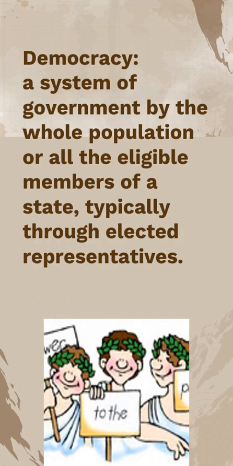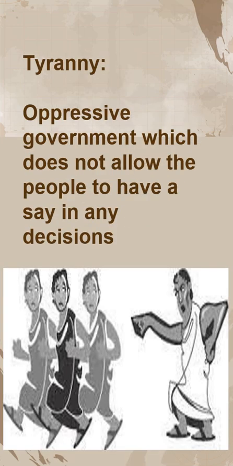For democracy, a system of government by the whole population or all eligible members of a state, typically through elected representatives. And I like to have them look for pictures directly related to our content if we're doing the plugged version. Tyranny, an oppressive government which does not allow the people to have any say in their decisions.